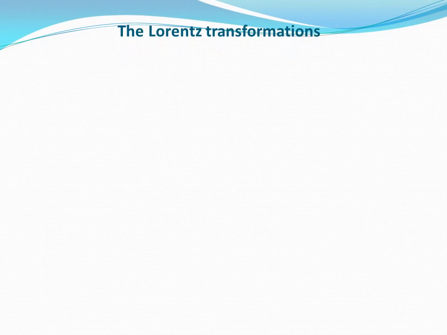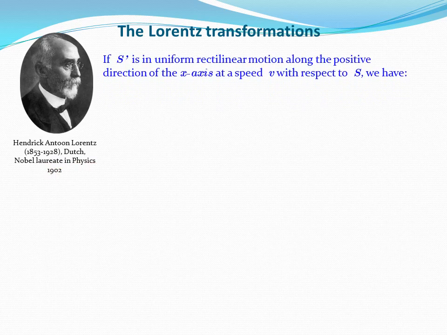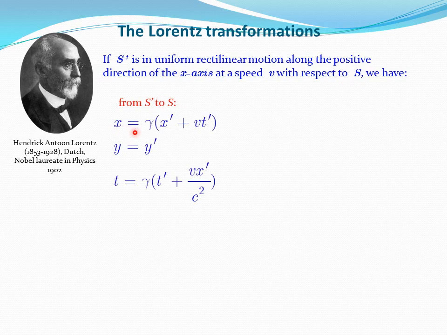We are now ready to write down the Lorentz transformations, after the Dutch physicist Hendrik Lorentz, Nobel laureate in physics in 1902. If S' is a reference frame in uniform rectilinear motion along the positive direction of the x-axis at a speed v with respect to another reference frame S, we have from S' to S: x equals gamma times x' plus vt', y equals y', since we have no length contraction effect along the direction perpendicular to the velocity, and t equals gamma times t' plus v x' over c squared.